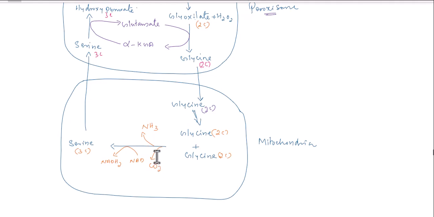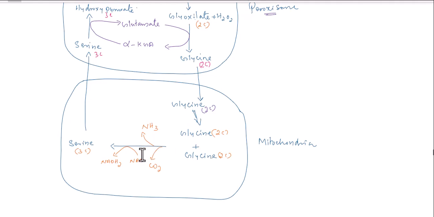Along with that, an oxidation will also occur. So NAD becomes NADH2. NAD receives the hydrogen ion and electron to become NADH2. One amino group is also released. This is a complex set of reactions, which we can call oxidative decarboxylation.